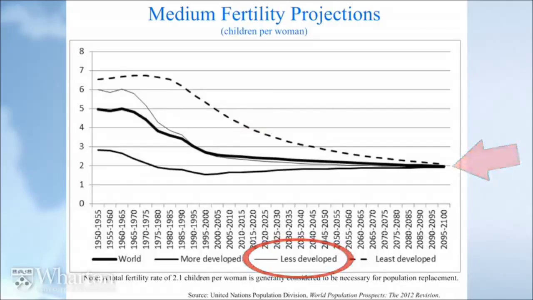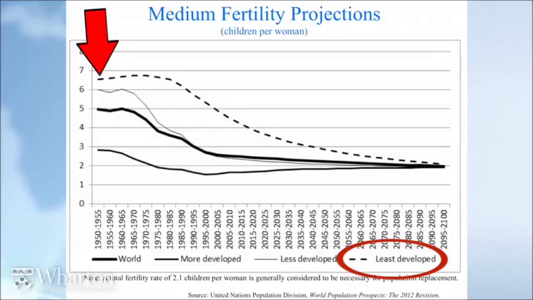And then lastly, let's take a look at the poorest countries in the world, in Africa, in South Asia, and so on. Well, the average woman was having 6.5 children back in 1950. Nowadays, it's at a level of about 4, and it's also supposed to be converging close to 2, but it's going to take a long time for that to happen. It's going to take about 90 years for that to happen.